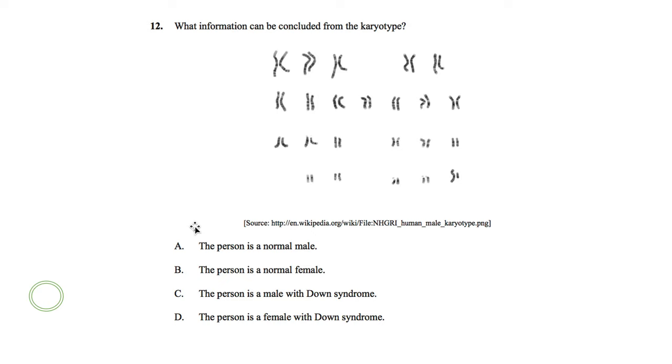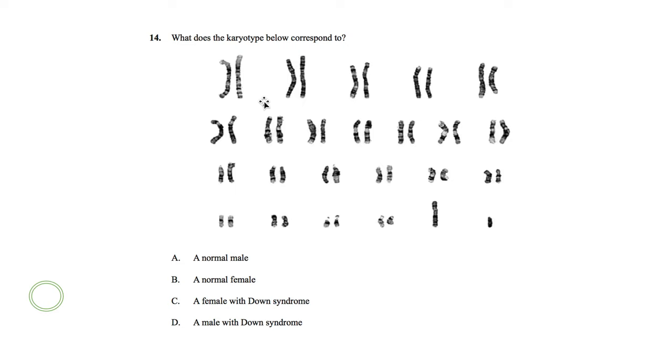Okay. Sometimes I like to ask about Down syndrome because that's a very easy example where you would look at chromosome 21 here and it would have three chromosomes. So that'd be abnormal. But this person doesn't have that. Next one. I'm showing you this one because I want to teach you something here. What does the karyotype below correspond to? Again, let's look. Now you look here, you only see one chromosome. Oh, so you're going to be like, but here's also only one chromosome. This is abnormal.